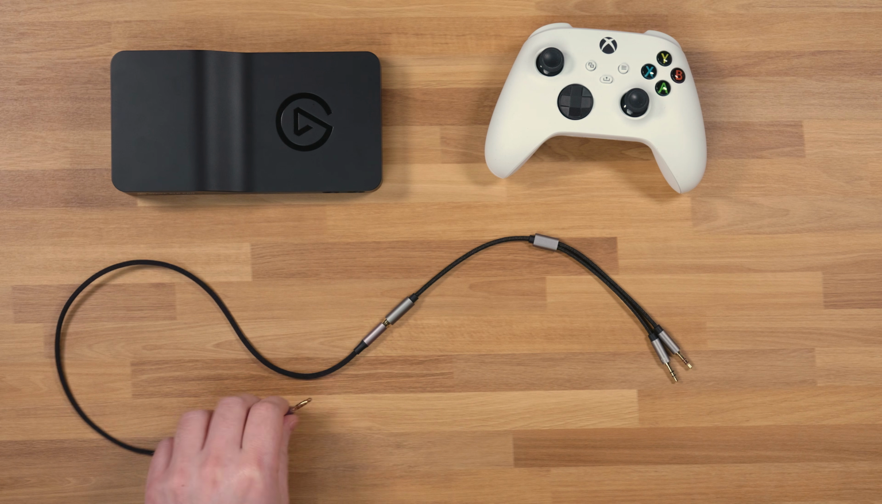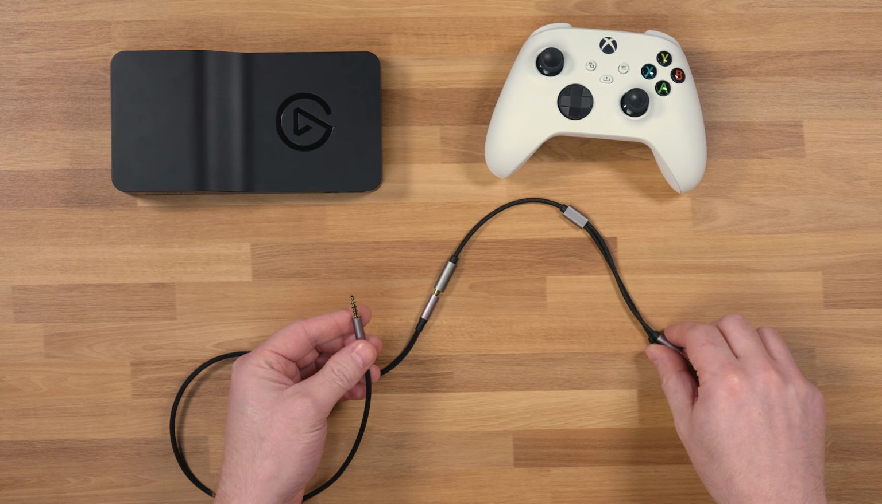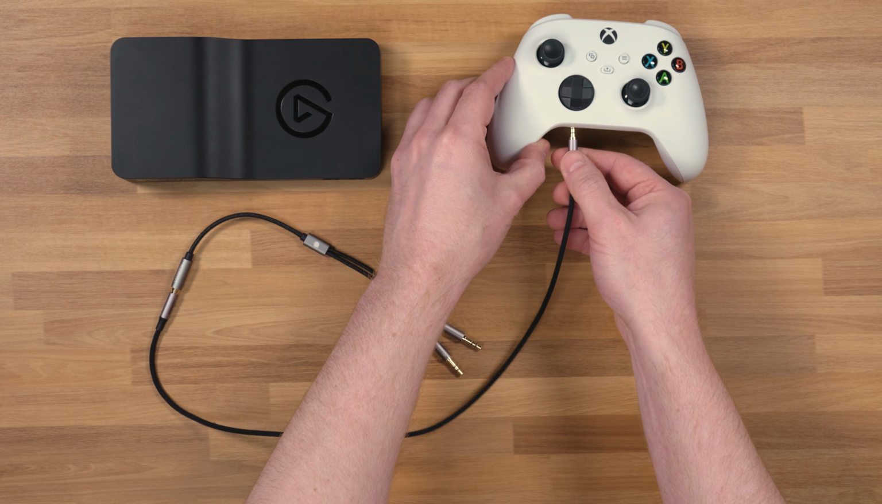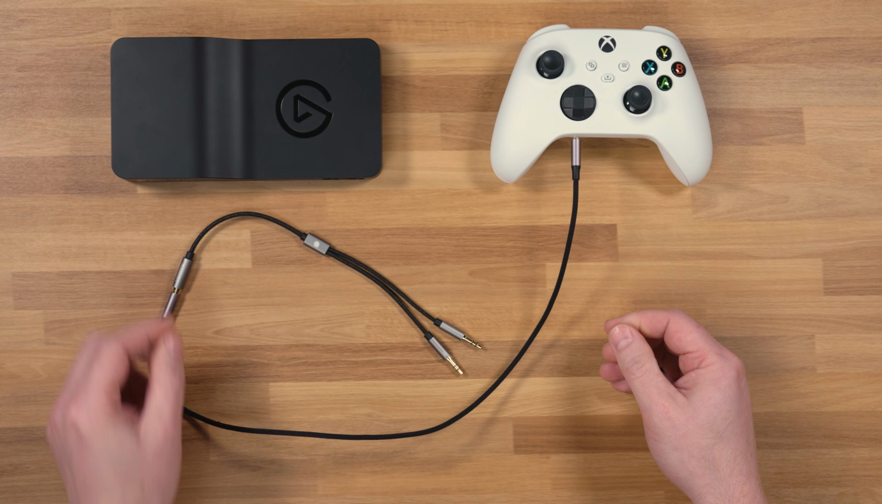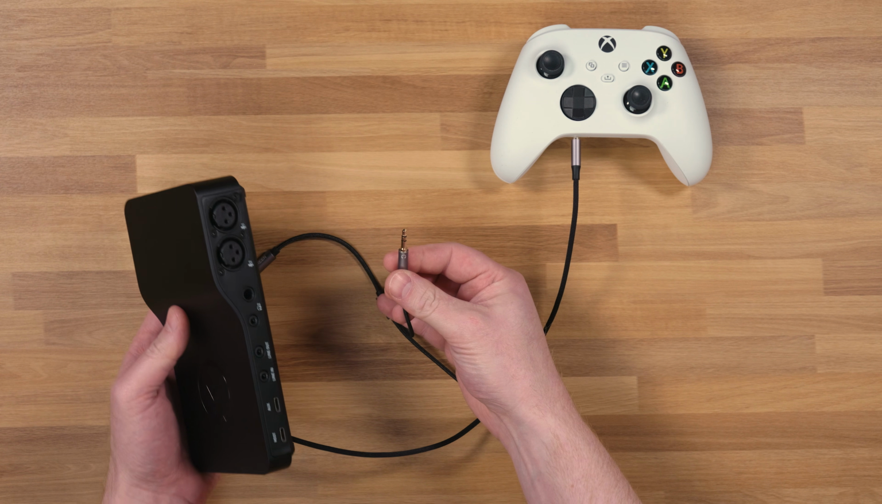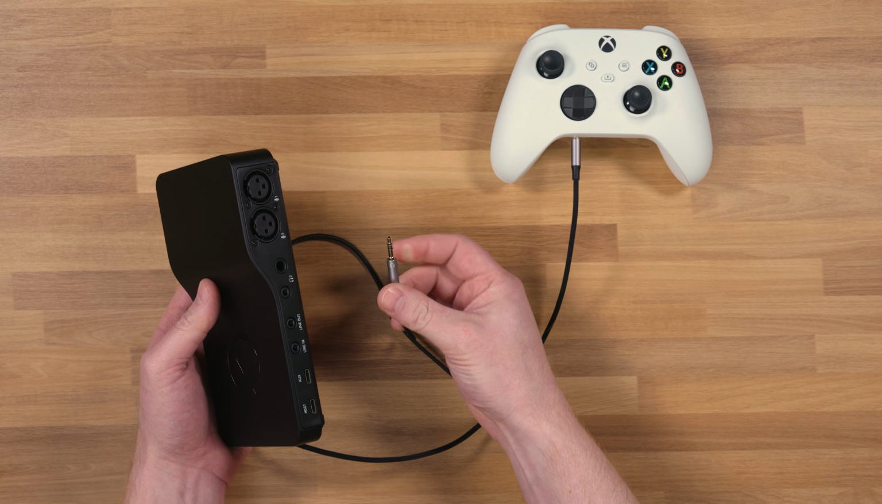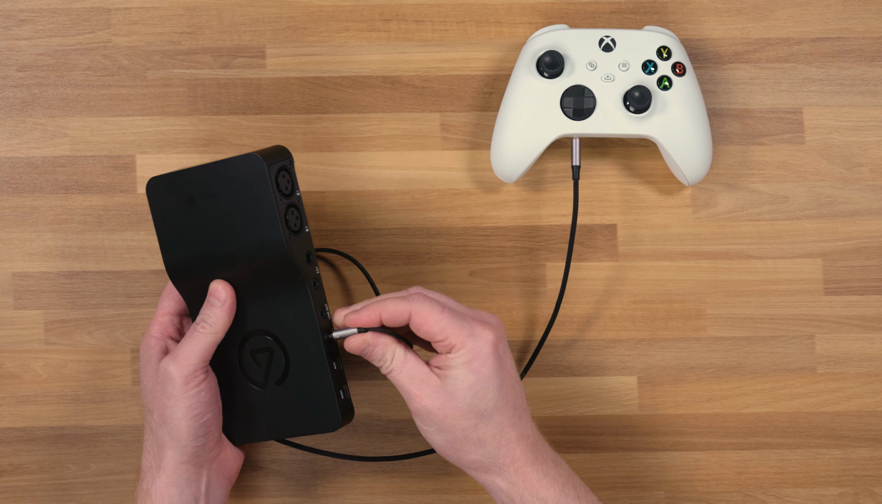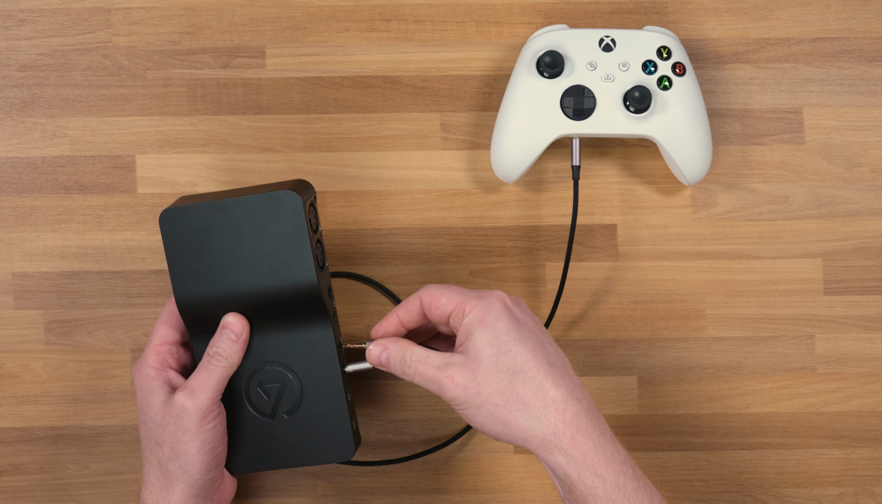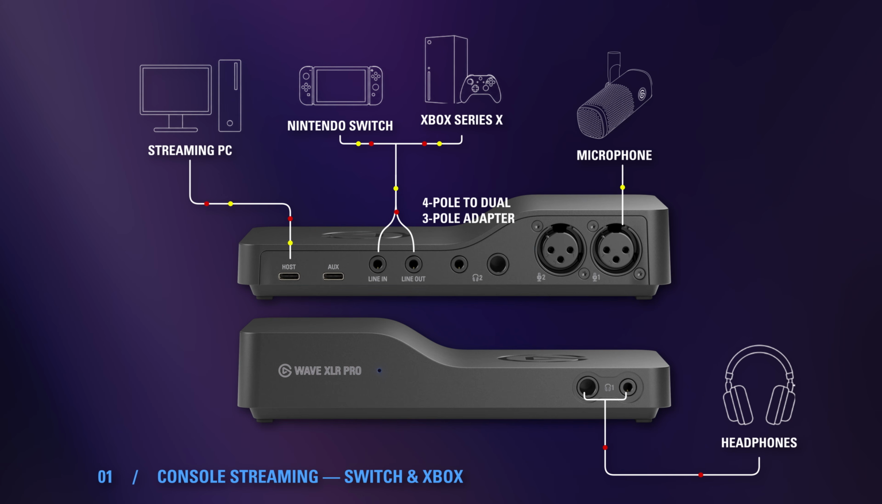First, you will need a 4-pole to dual 3-pole adapter like this. We'll also have some linked down in the description. This adapter is splitting the combined mic and headphone port that is used on the Switch console and Xbox controller into separate 3.5mm connectors for the microphone and headphones. From here, these are connected to the line out and line in on Wave XLR Pro. Specifically, the microphone from the adapter connects to line out, and headphones from the adapter connect to line in.